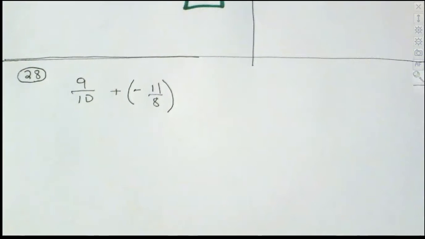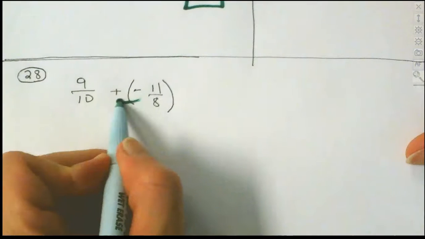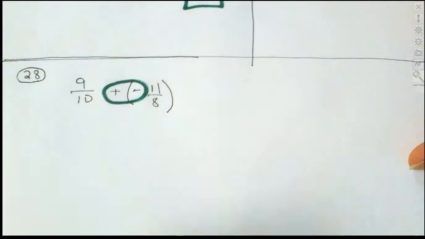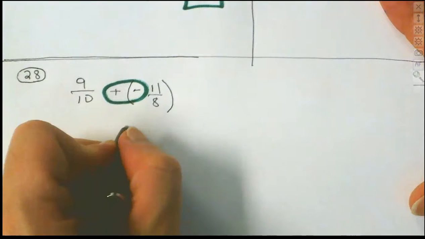First thing we want to do is parentheses. And we've got a positive and a negative. They're back to back. Positive and a negative. That keeps it negative.